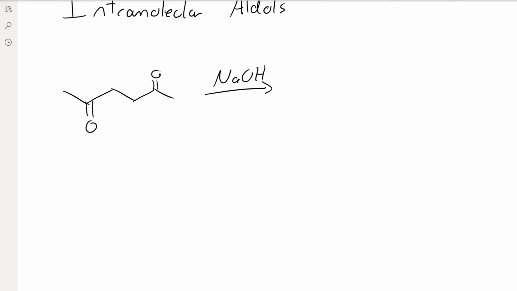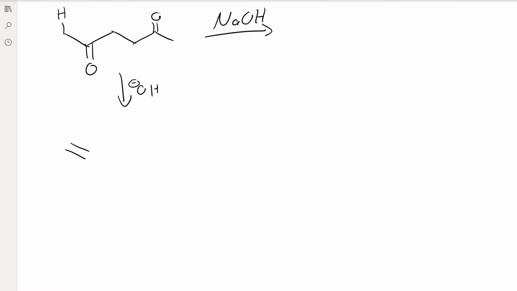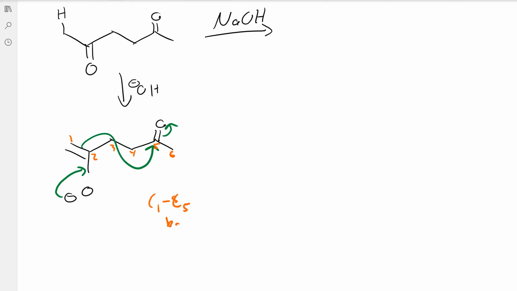So when we add our hydroxide, this is the hydrogen that we're going to deprotonate to form our aldol. So we're going to go over here, attack, and then this one's going to come over here and attack there. And if we count our carbons, 1, 2, 3, 4, 5, 6, it's a carbon 1, carbon 5 bond, right? So numbering your carbons and being able to keep track of that is very important.